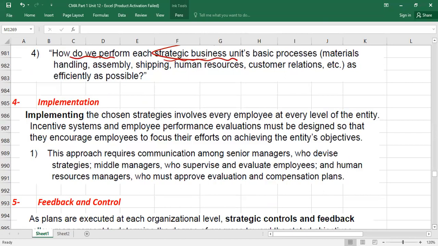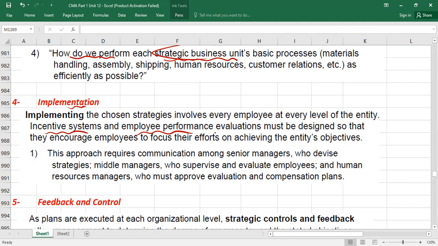Implementation is quite easy. Obviously, once the plan is ready, then you have to implement. And when you implement, you may involve the employees from all levels of the entity, right? There you will assign their roles and responsibilities. You can introduce an incentive system also if they perform their duties well. If they achieve their targets, you may give them incentives. It could be part of implementation. You will maybe evaluate the performance of the employees, who is doing good or who is doing bad, right or wrong.